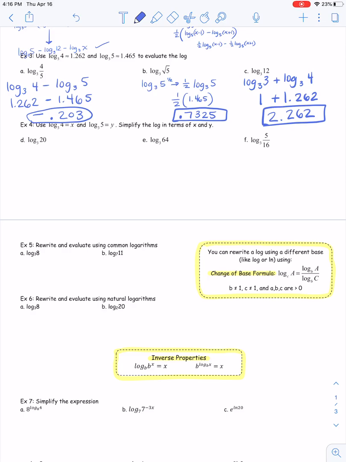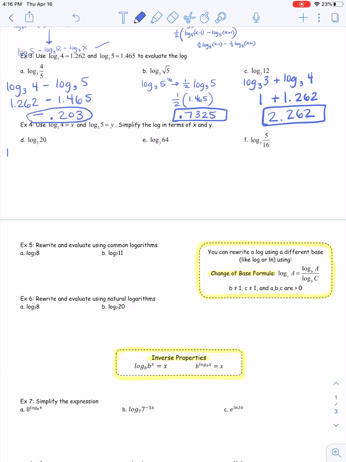So your final answer is going to be in terms of x and y. So here we go. We have log base 3 of 20. Well, I know that I can expand that. What two numbers multiply to give me 20? 2 and 10, 1 and 20, 4 and 5. Ding, ding, ding. 4 and 5 is what I want.